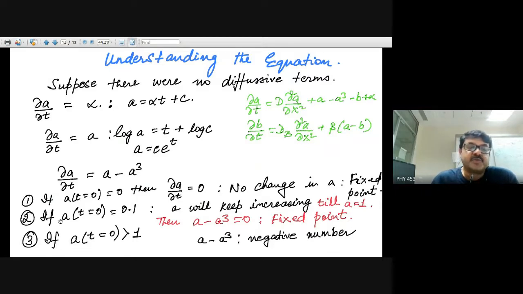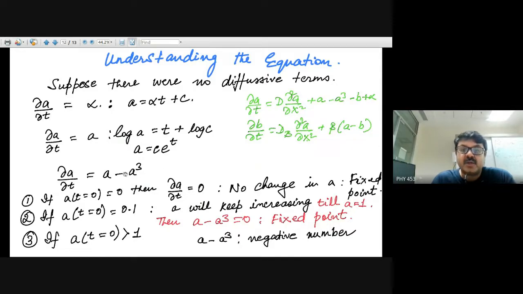But suppose A at time t equal to 0 was equal to 0.1. Then del A del T equal to 0.1 minus 0.1 whole cube. This is a much smaller term. So it's going to increase, not exactly like this, but it is going to increase anyway, because del A del T is positive. A will keep on increasing till it reaches A equal to 1.